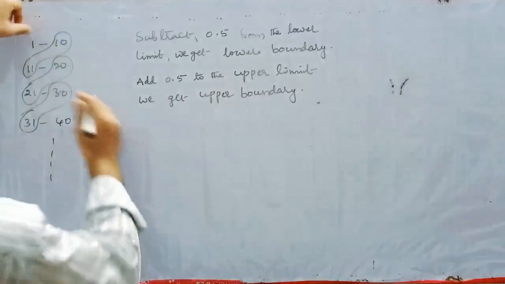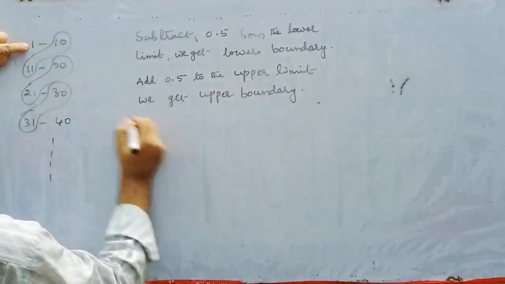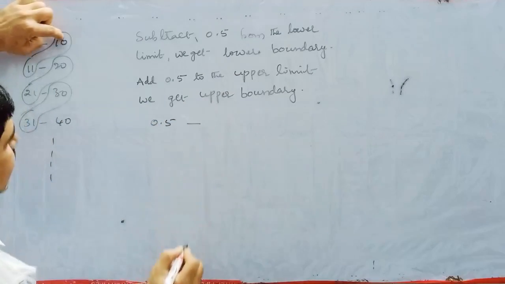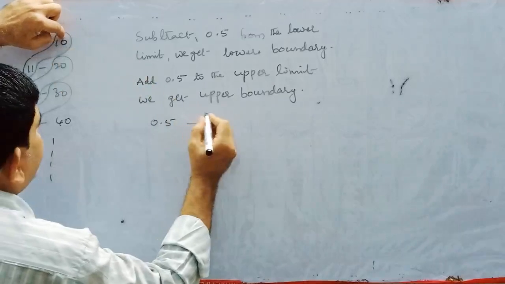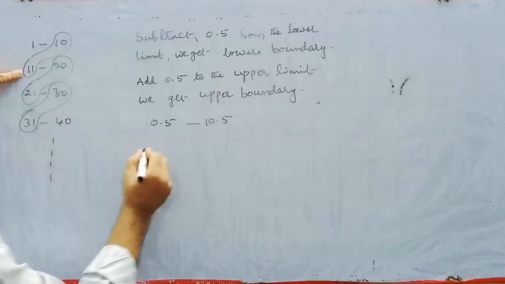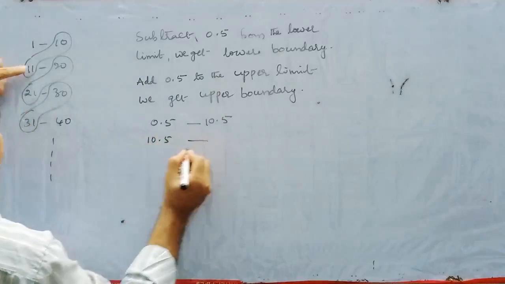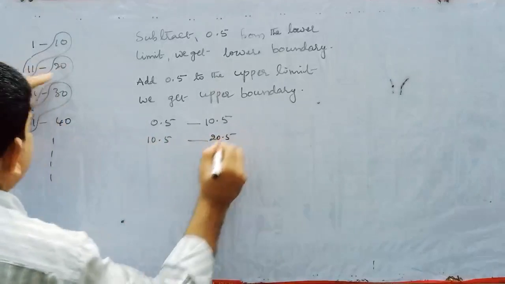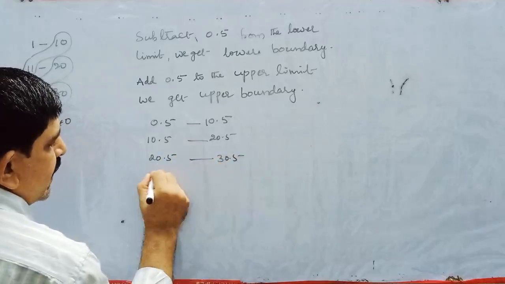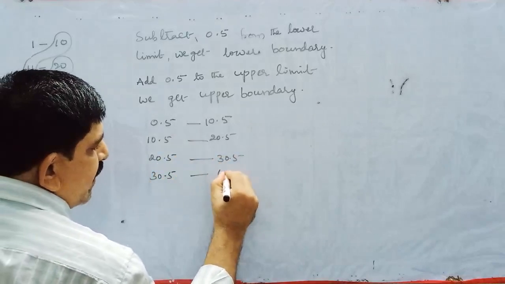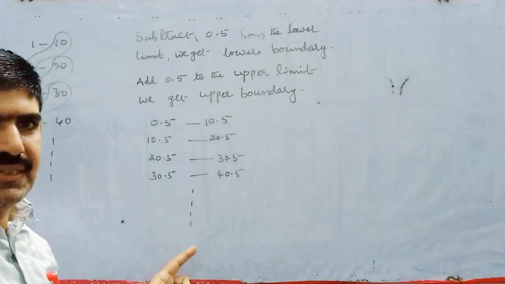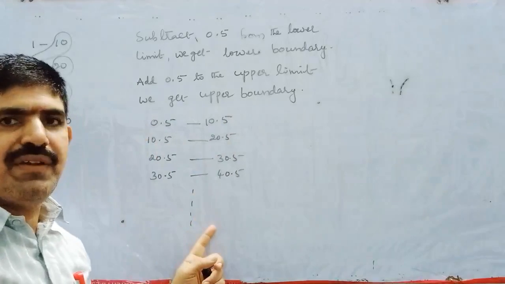See now, subtract 0.5. So 1 minus 0.5 is 0.5, and add 0.5 to the upper limit, 10.5. Next one, subtract 0.5, 10.5. Next 20.5. Next 20.5, 30.5. So 30.5, 40.5, and so on. Now we will get the continuous classes. So for this reason we have to find the boundaries.